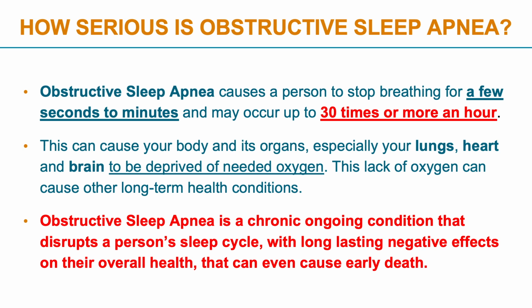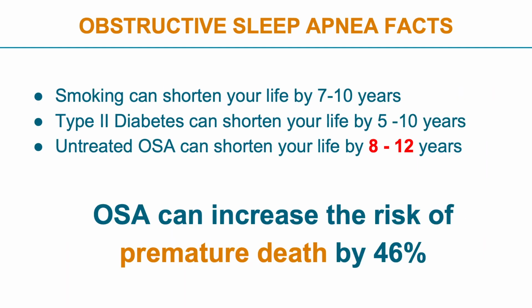Obstructive sleep apnea is a chronic, ongoing condition that disrupts a person's sleep cycle with long-lasting negative effects on their overall health that can even cause early death. Premature death can be caused by many unhealthy habits and health conditions, such as smoking or diabetes, to name a few. But untreated obstructive sleep apnea can shorten your life by as much as 8 to 12 years. Obstructive sleep apnea can even increase the risk of premature death by 46%.